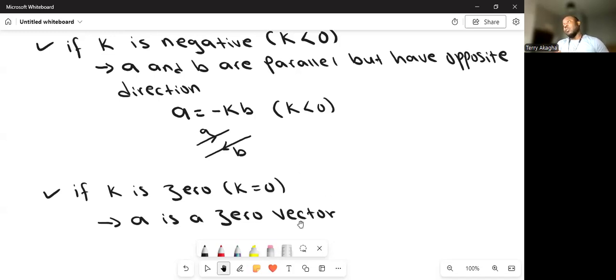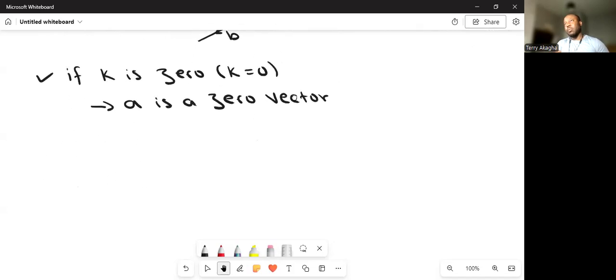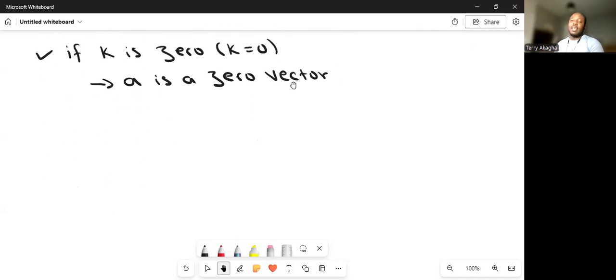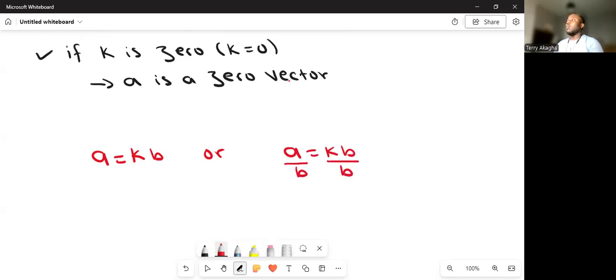So we can then rewrite this. From this now, we know that A is equal to KB, or we can say K is equal to A over B. Let me just show you my thought pattern here. A is equal to KB, divide both sides by B. This is going to cancel that. So therefore, we can now say K is equal to A over B.